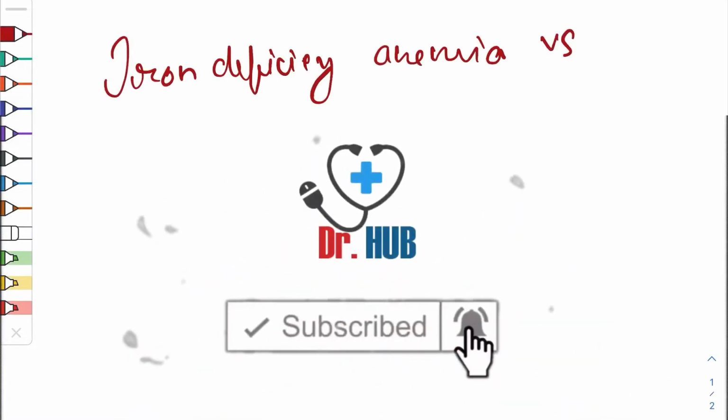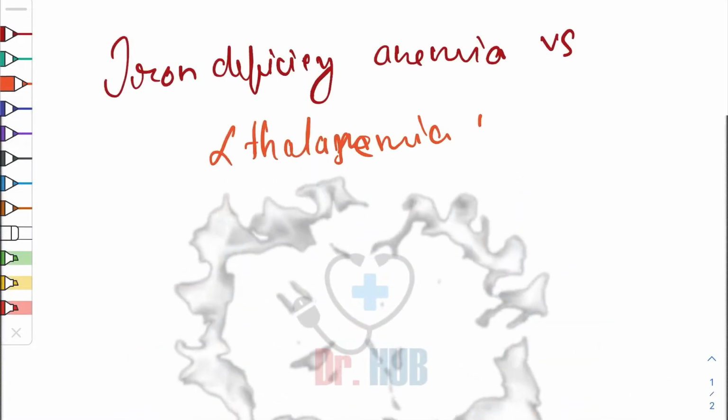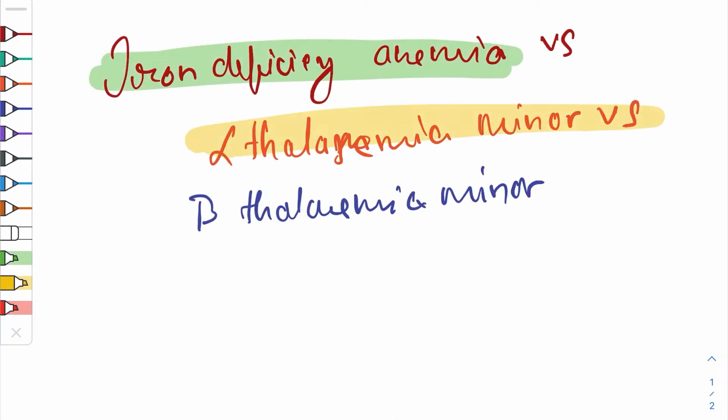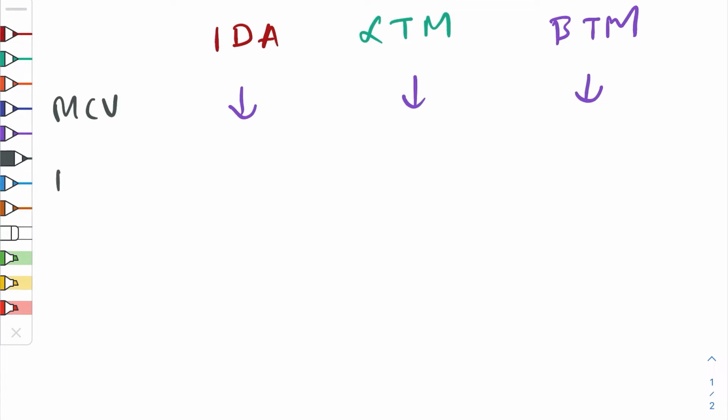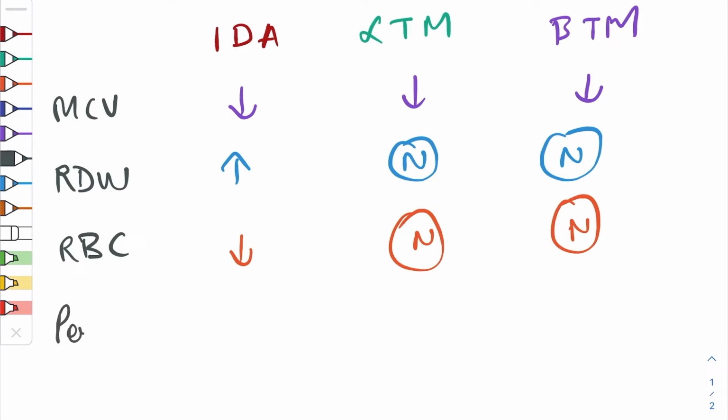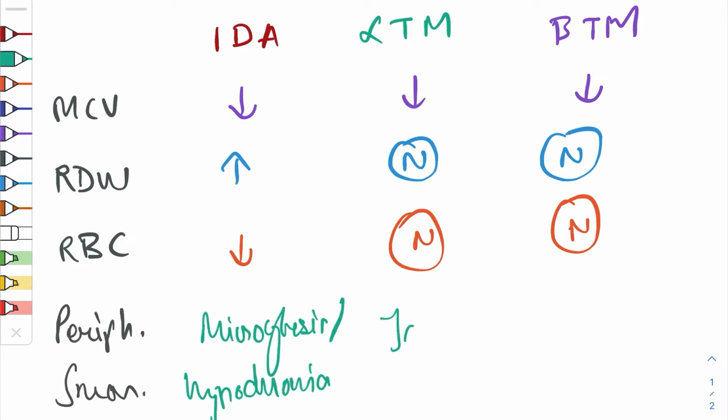Iron deficiency anemia versus alpha thalassemia minor versus beta thalassemia minor. Comparing these three under the heading of MCV, it is decreased in all three. RDW is increased in iron deficiency anemia. RBC is decreased in IDA. Peripheral smear shows microcytic hypochromic.